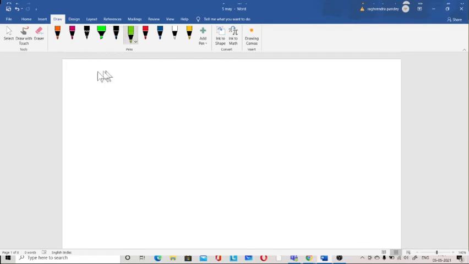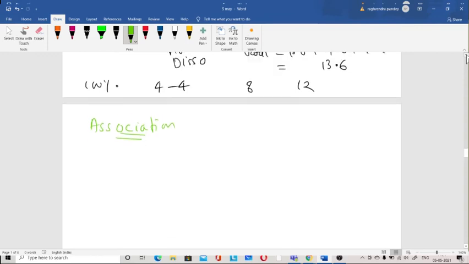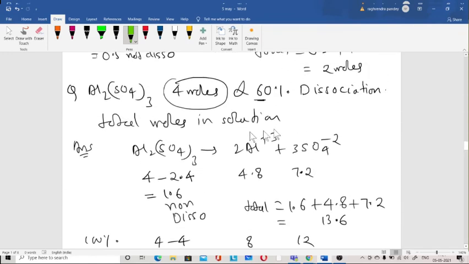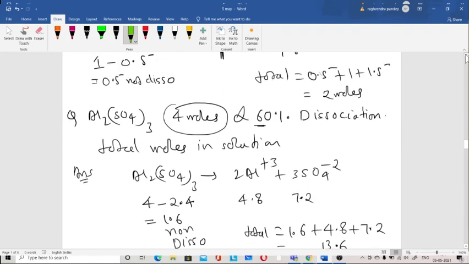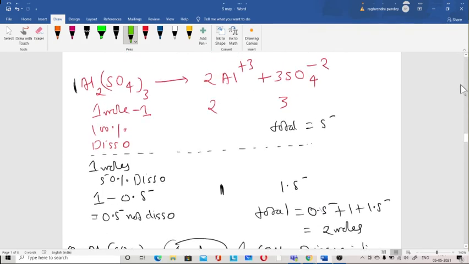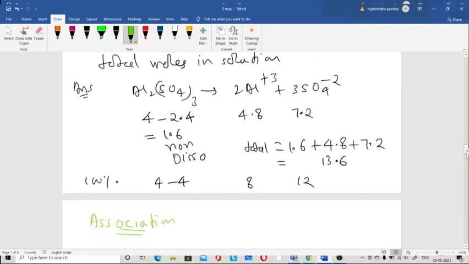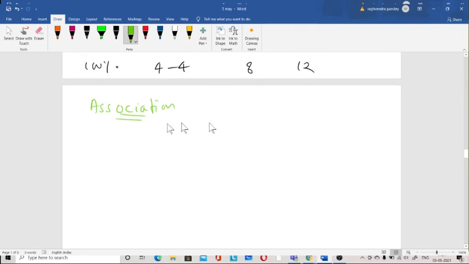Then it is association. Whatever we have discussed is all about dissociation, aluminum sulfate, NaCl, and various other salts. Now let's talk about association. In association, what happens? A dimer, monomer, or trimer is formed.